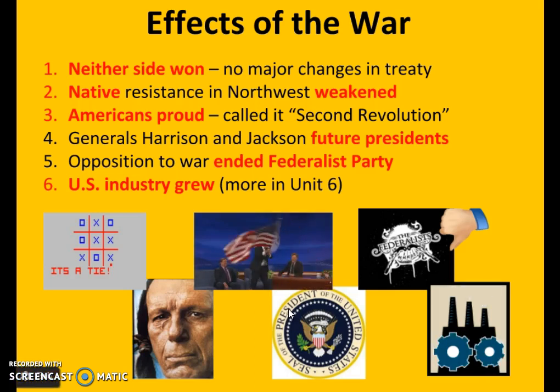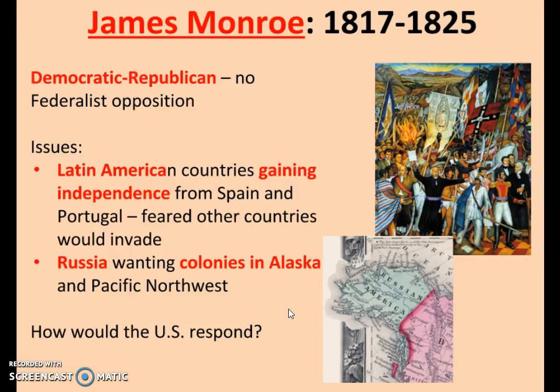Also, the fact that the Federalists opposed a war which became popular ultimately ended the Federalist Party. So really the Federalists are out of power and their party's pretty much done. And also U.S. industry expands during this time, and in Unit 6 we'll talk about why. But the U.S. is going to come out of this at the beginnings of becoming a world industrial power.